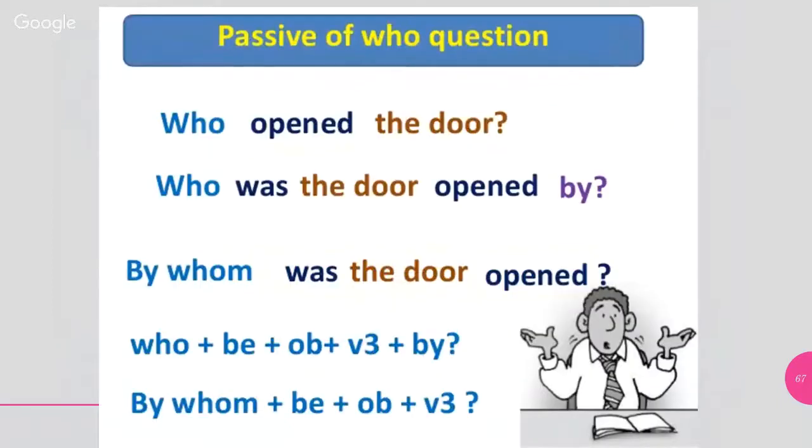Who opened the door? Who was the door opened by? So then our correct form would be by whom was the door opened. This is our correct form. Who plus be plus object plus the third form of the verb, that is the past participle form, plus by. Change that to by whom plus be plus object plus past participle form, that is the V3 form.